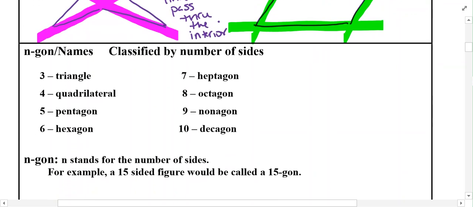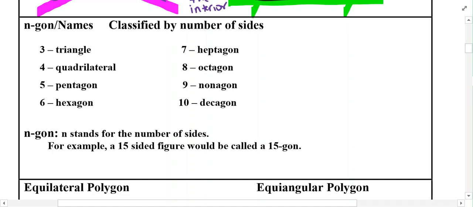In this class, I'm only going to ask you to memorize the names for sides 3 through 10, so triangle and so forth. Anything above that, you don't need to know the name. How we'll do this in this class is we'll use n-gon. So if you have 15 sides, it'll be called a 15-gon. In most of the homework assignments and coursework and tests and quizzes, I'll use the term octagon, expecting you to know that it's 8 sides. Some questions, though, will list it as an 8-gon.